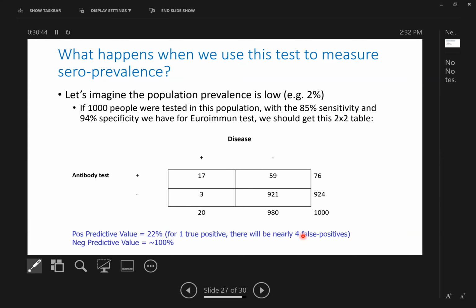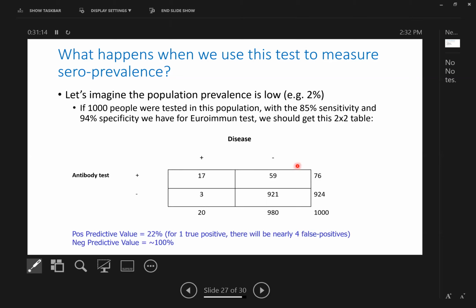The moral of the story is, even if a test is really good and has high sensitivity and specificity, if you suddenly take it to a low prevalence population and you screen people, you will find lots of positives that are not really diseased. In other words, false positives are guaranteed in a community survey or a population-wide study because you're suddenly taking a test and applying it to a population with low prevalence.